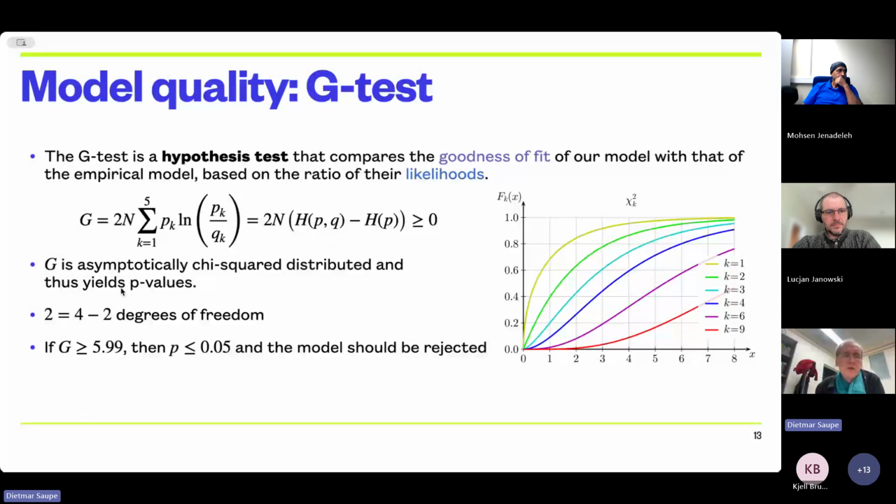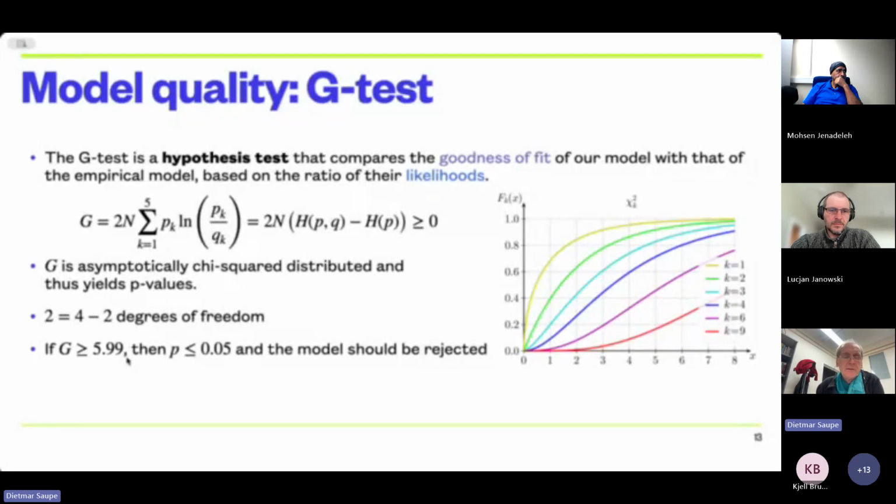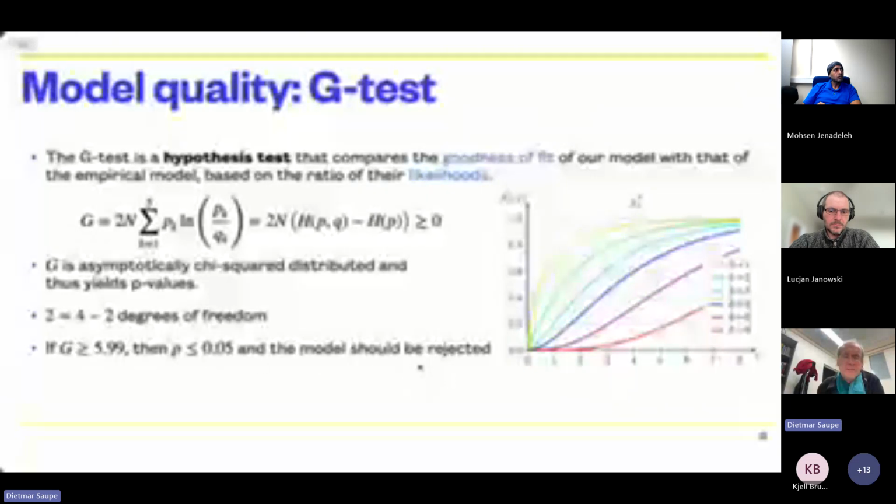Another property is that G has been shown to be asymptotically chi-squared distributed, and so we can extract p-values from the distribution of the G values. And there are 2 degrees of freedom. An ACR distribution has 5 values, but they sum up to 1. That takes away 1 degree of freedom, that leaves 4. And 2 degrees of freedom are removed because we prescribe or we estimate mu and sigma, so that leaves 2 degrees of freedom. And then you can read it off from the table or from this graph of the chi-square distribution, that if the G-test is larger than 5.99, then the p-value is just 5%. And if we are less than 0.05 for one distribution in our model, then the model should be rejected at the 95% confidence level.